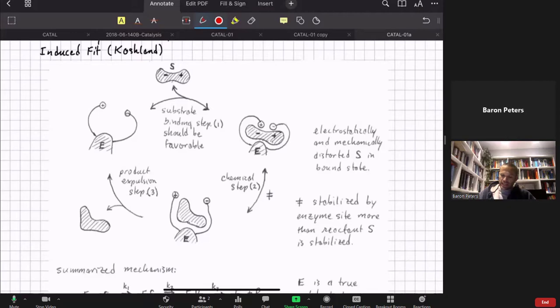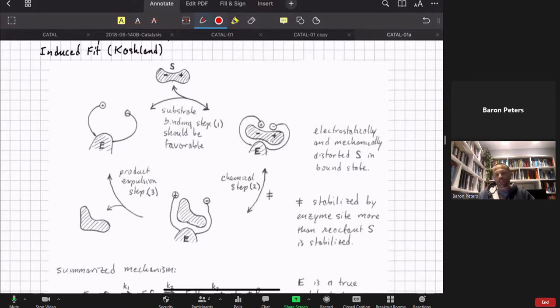Now in this next step, you have a chemical step where the substrate actually gets transformed. Some chemical reaction has happened, and now it looks like a completely different thing. And the enzyme in the process also relaxes and prepares to expel that product in that last step. And now you're back to here.